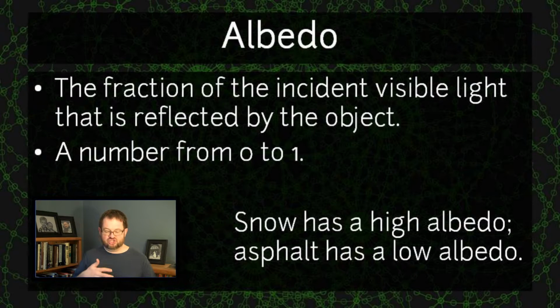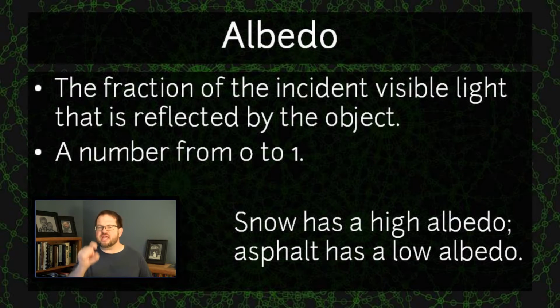On the other hand, something like asphalt, which is quite dark, has a very low albedo. Or coal, or a freshly plowed field, or something like that, would have a very low albedo. Relatively little of the shortwave radiation that hits those surfaces is reflected. Albedo is a number between 0 and 1, where 1 means it reflects all of the visible light that hits it, and 0 means it reflects none of the visible light that hits it.